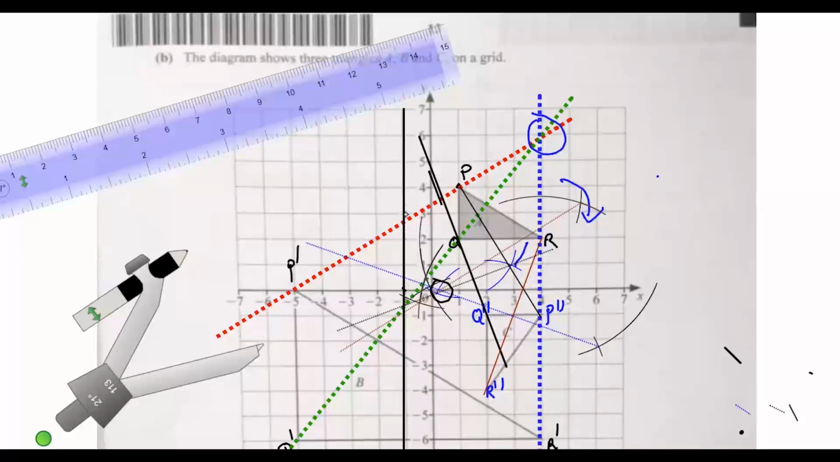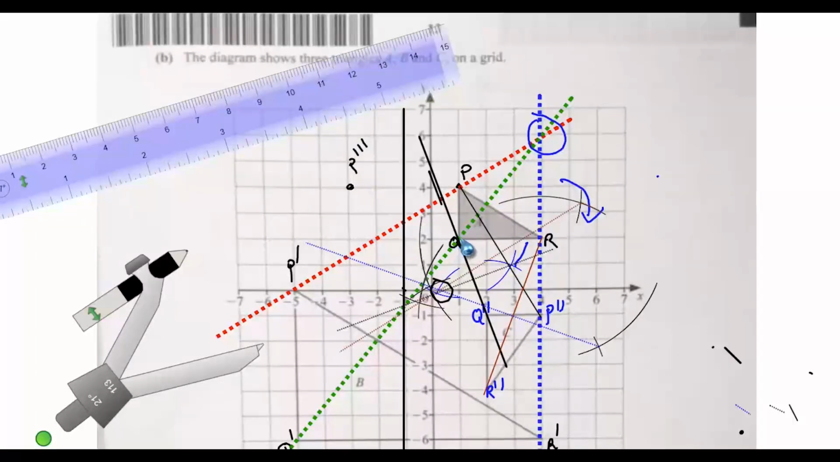So what we need to do is to count each of the vertices P, Q, and R to the mirror line and reflect it to the other side here. So let's count from P to the mirror line. 1, 2, then it will be 1, 2. So this will be here. So I can call this P prime.